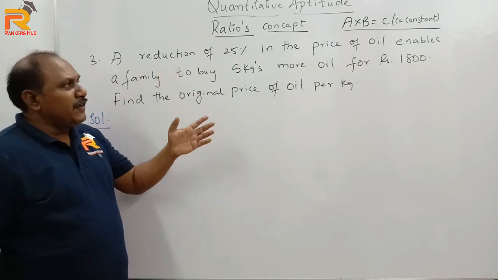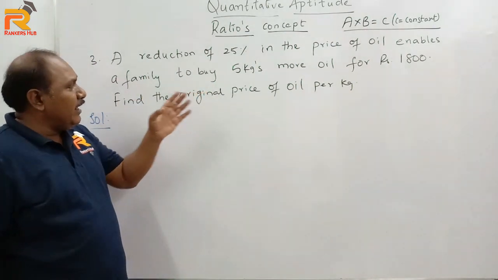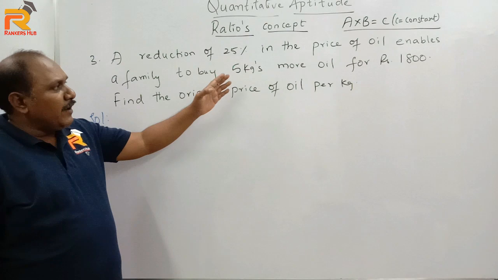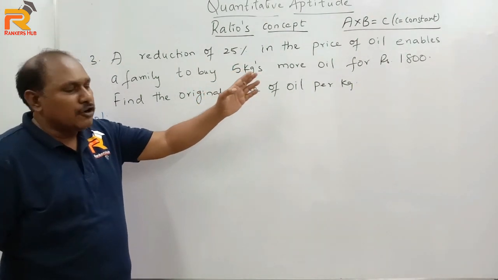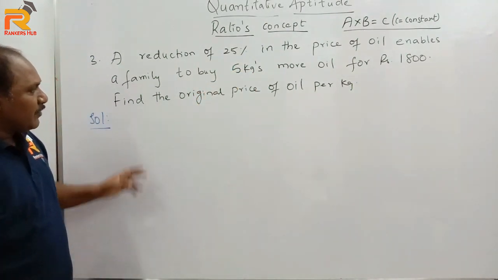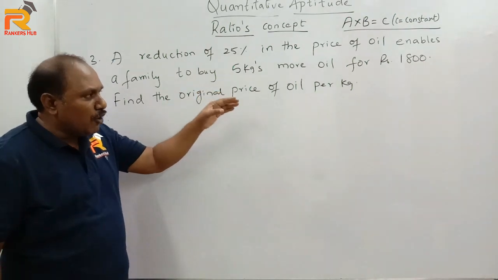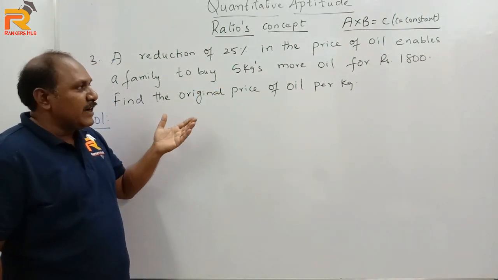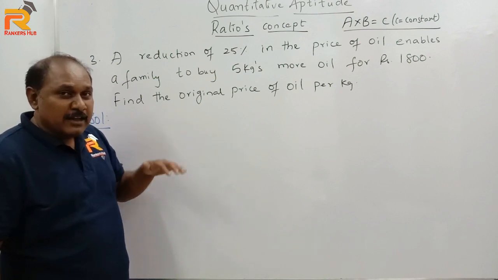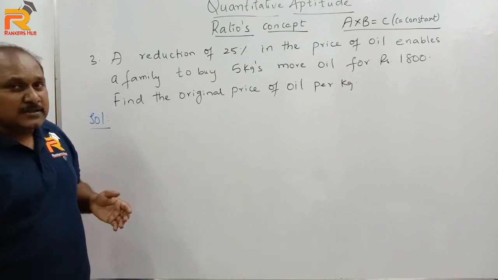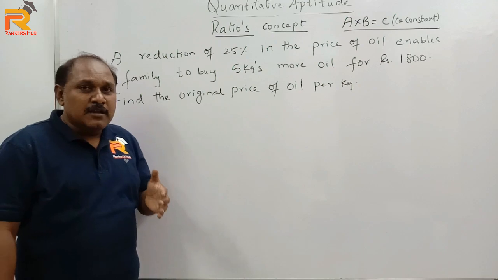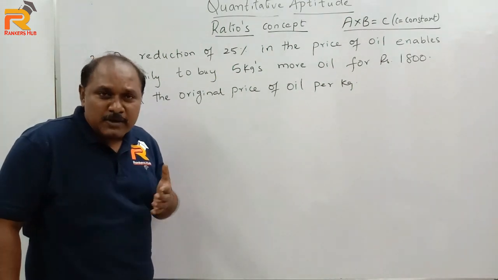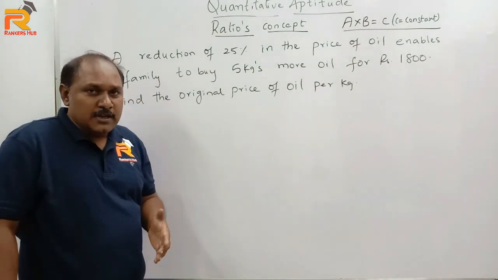A reduction of 25% in the price of oil enables a family to buy 5 kilograms more oil for rupees 1800. Find the original price of oil per kilogram. Now in the previous question we were asked to find the reduced price, but here we are asked to find the original price. So all of you might have noticed how simple it is to answer the question using ratios.